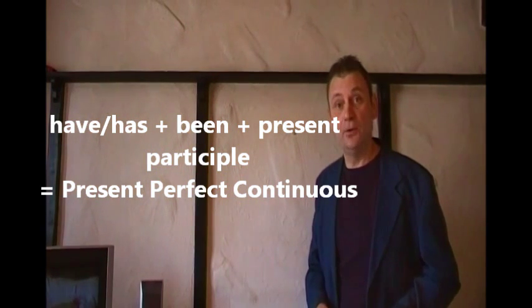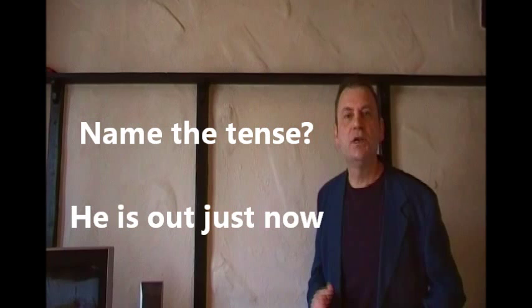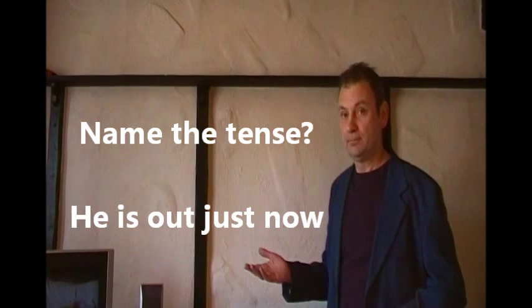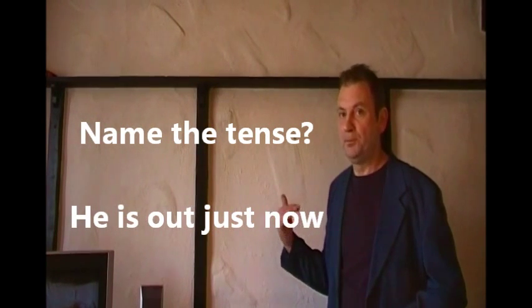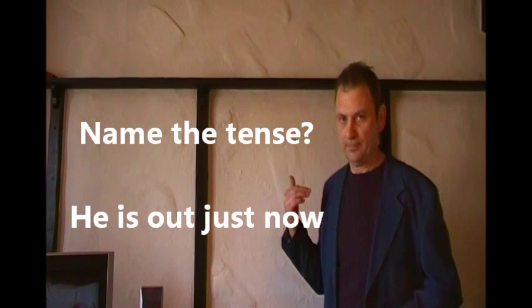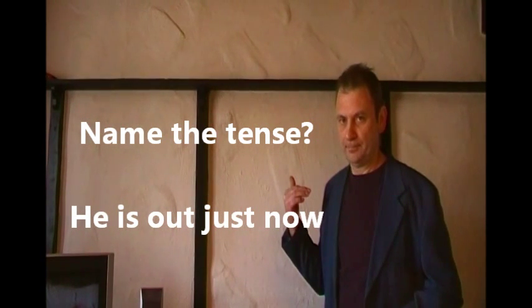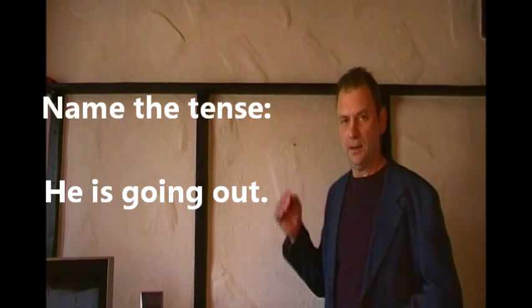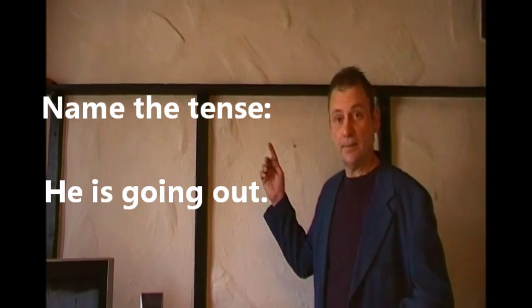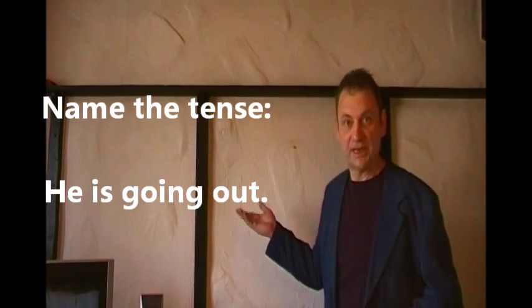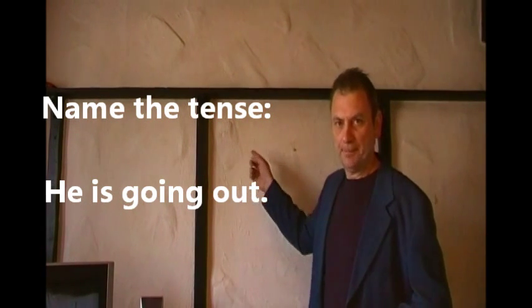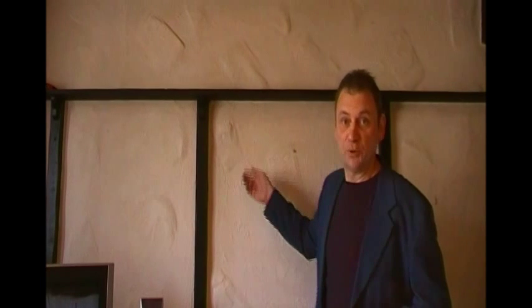He is out just now. Alright? The simple present. He is going out. That there is the present continuous. Okay? We know that because it's got the present participle, the action verb going there, right?